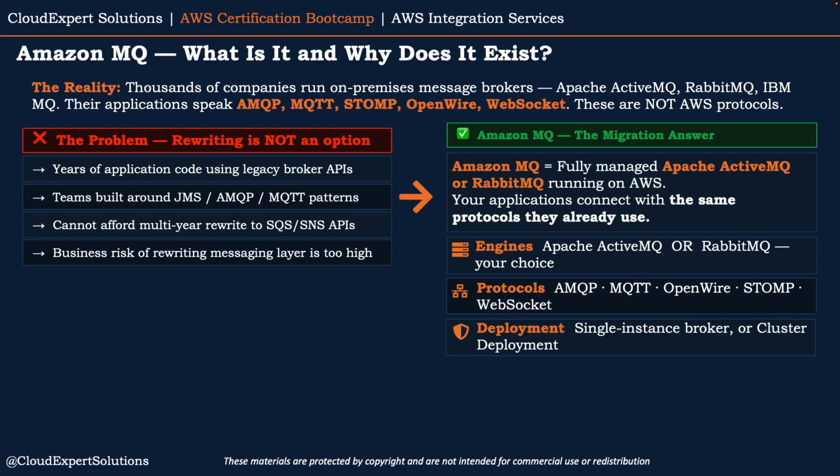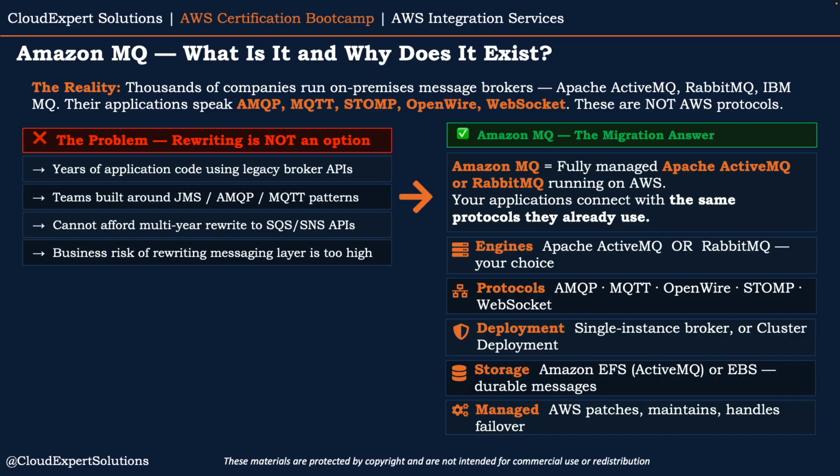Amazon MQ deploys inside your VPC. Your broker gets a private IP address. Your applications connect privately, not over the internet. And you can use either a single instance broker or a cluster deployment. Messages persist to durable storage using Amazon EFS for ActiveMQ, and you have the option to choose between EBS or EFS for RabbitMQ. AWS handles all the operational tasks like patching the broker software, maintaining the underlying infrastructure, and handling failover events.